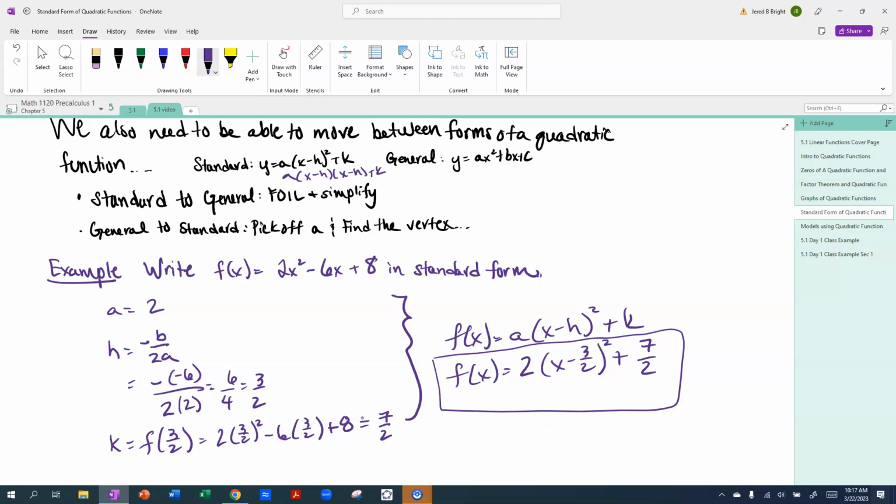And we're done. So standard form is super helpful to find the vertex and axis of symmetry. Make sure to be on the lookout for that form to help you graph a quadratic function more easily.